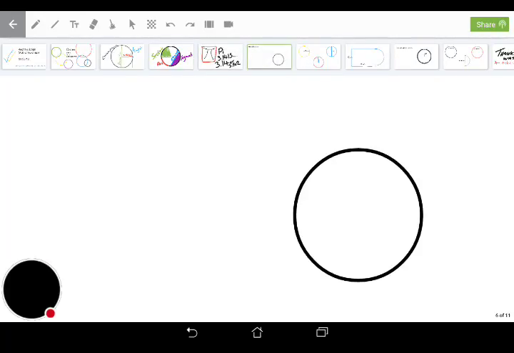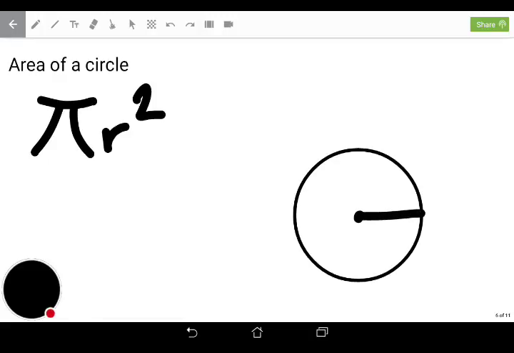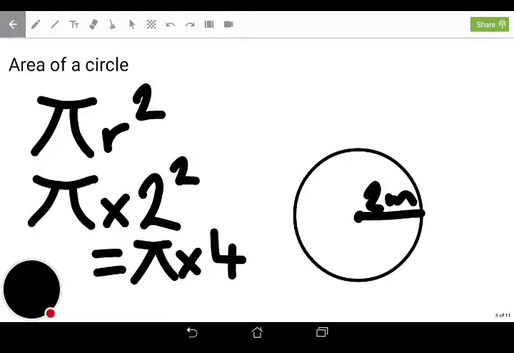Now, calculating the area of a circle, we have to use pi. So what we do is we use a formula, pi r squared. Now what this means is we get given the radius. In this example, I'm just going to use the radius as 2 meters. I'd substitute it in, so pi times 2 squared, which gives me pi times 4. Now if I was to use a calculator, I'll get my answer there.